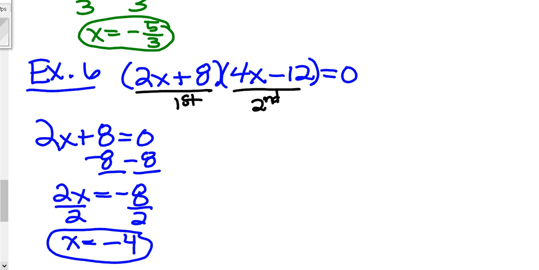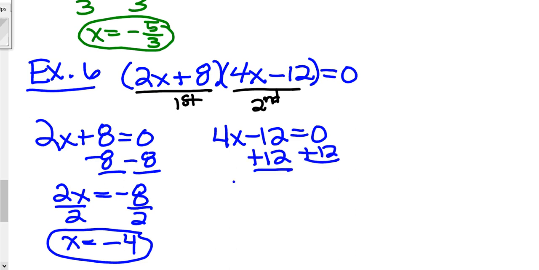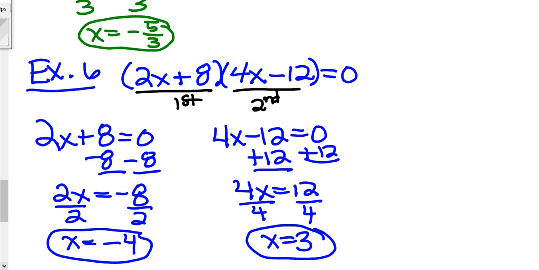All right, and then you have 4x minus 12 equals 0. Add 12 to both sides. Get 4x equals 12, divide by 4, x equals 3. And that's it for this lesson on solving polynomial equations using the zero product property.